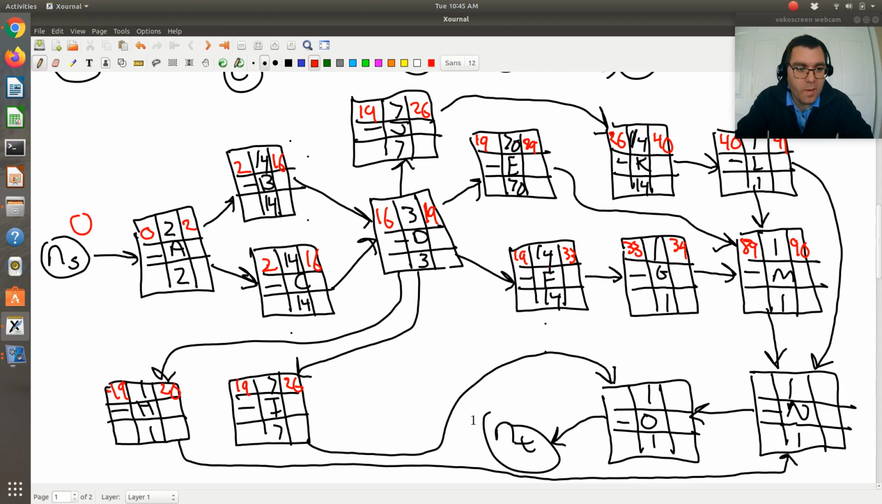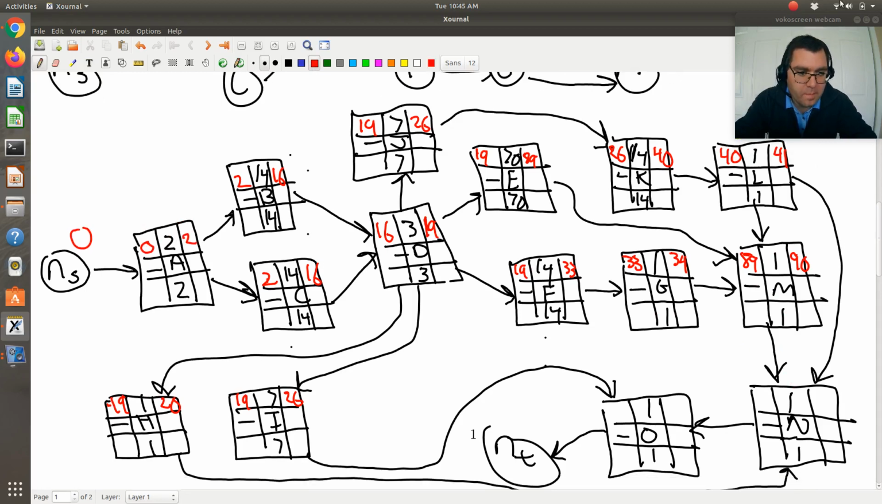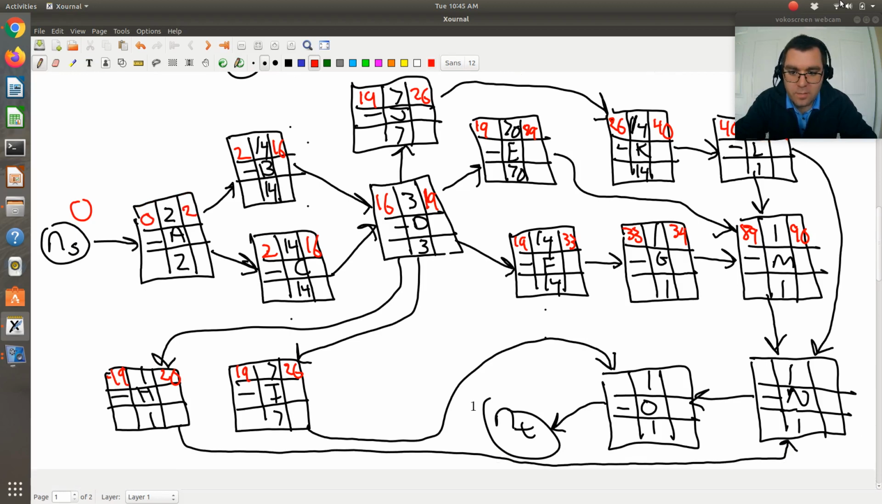Okay, so let me get my red pen back. So when I look at N, it has precedence of M, L, and H. Okay, so I'm looking at the earliest possible finishing times of H, which is 20, M is 90, and L is 41, and my earliest possible starting time is going to be the max, which is clearly that of M, 90. It has a duration of 1, so its earliest possible finishing time is 91.